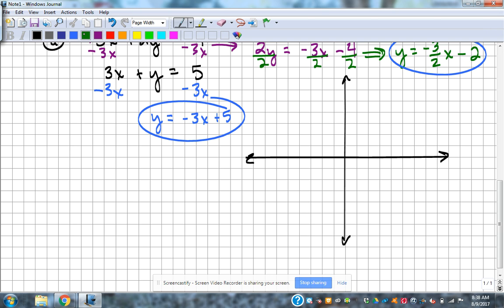All right, so I'm going to graph the first one, the green one there, that -3/2x minus 2. How do I graph that? Okay, so what's the y-intercept? -2. So I'm putting a point at -2, and then how do I count that slope? So -3/2 means we go which direction? Down 3 and right 2. Yeah, down 3, right 2. We could go up 3 and left 2 if we needed to.